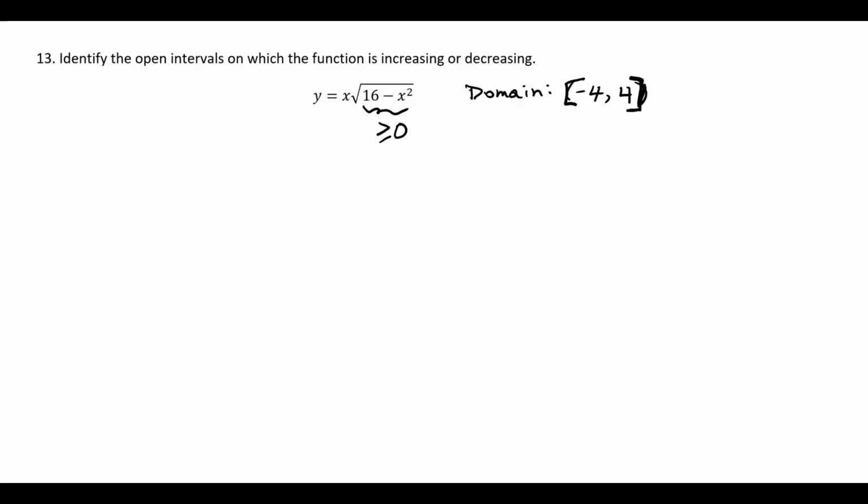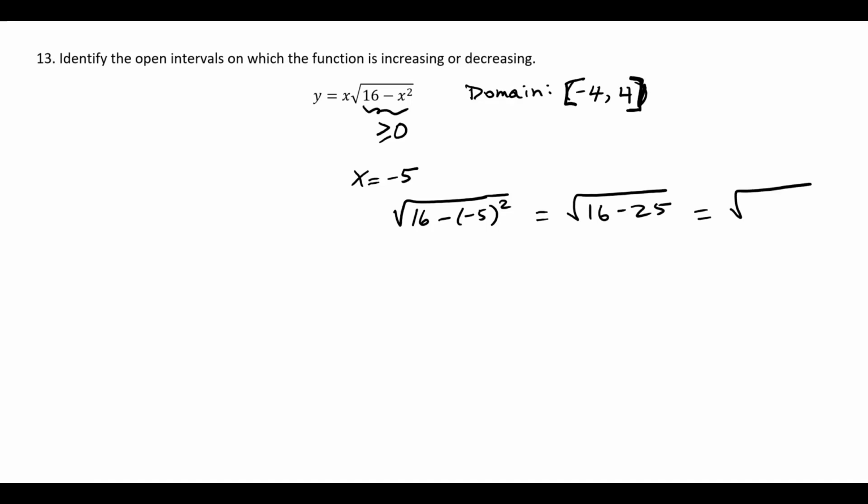The problem comes when I plug in a number that's less than negative 4 or a number that's greater than 4. For example, if I plug in x equals a negative 5, what's under the radical becomes 16 minus a negative 5 squared. Well, that's the square root of 16 minus 25. And I know that that gives me a negative number. That cannot happen. So I know that negative 5 or anything that's to the left of negative 4 will not work. The same thing applies for anything to the right of positive 4. It will not work either.